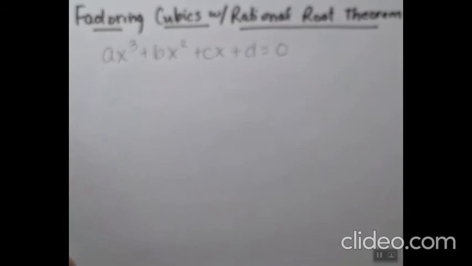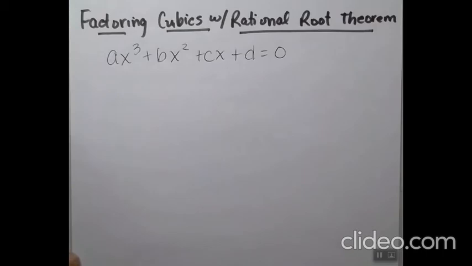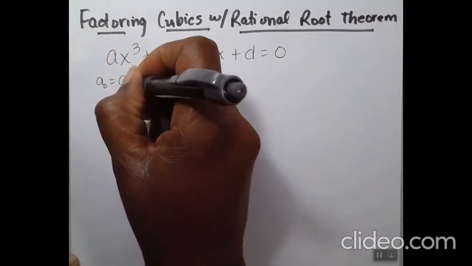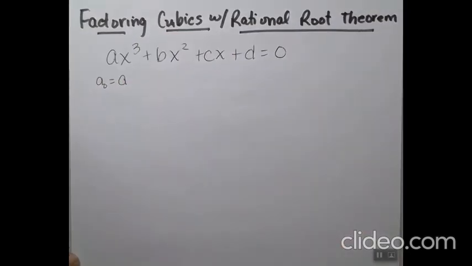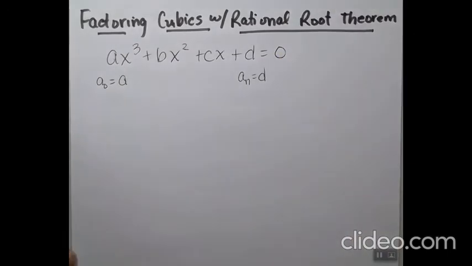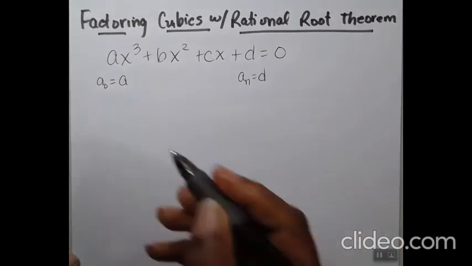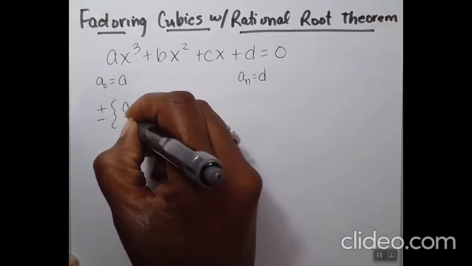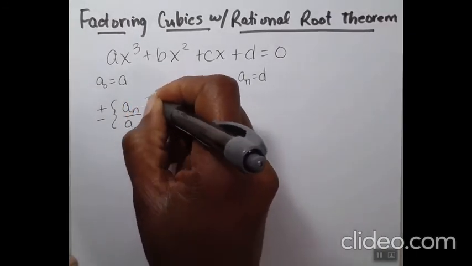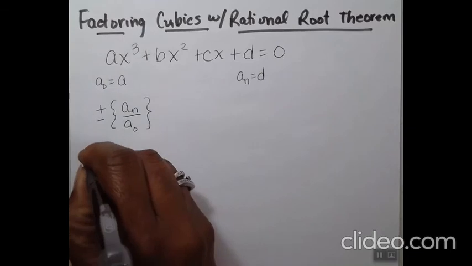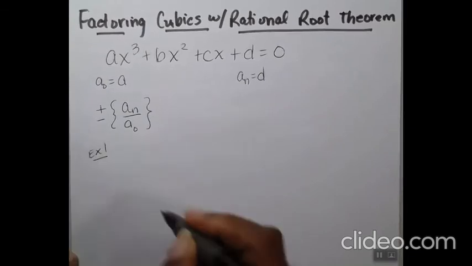When we're trying to utilize the rational root theorem, we find that a sub 0 equals this a term, or the coefficient of this first term. And a sub n equals the constant, or this last term. The rational root theorem is plus or minus a sub n divided by a sub 0. We're going to talk a whole lot more about this in a minute, but I wanted you to know how we use these things. So let's do an example with some numbers so we can see how these things make more sense.